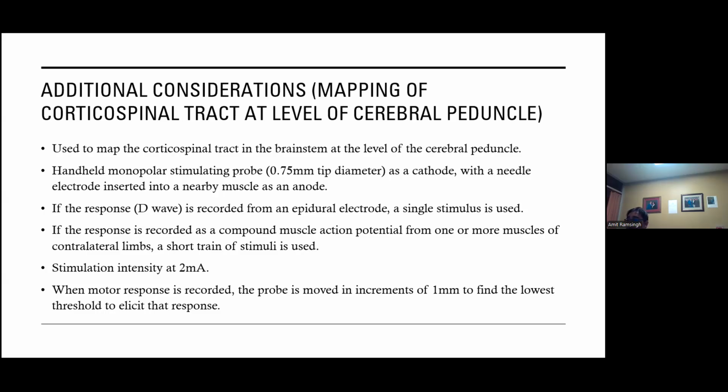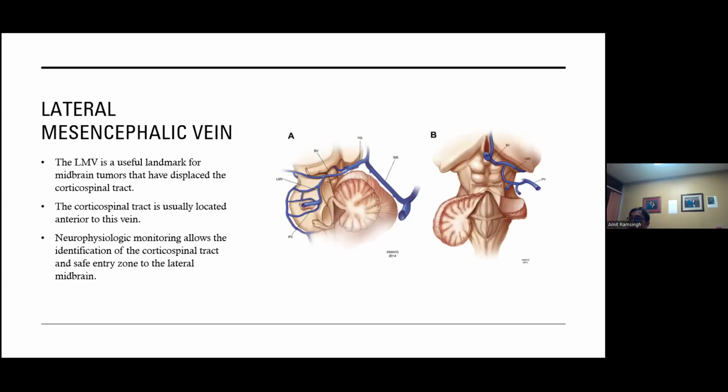If the response is reported as a compound muscle action potential from one or more muscles, a short train of stimuli is used. Stimulation intensity is often at 2 milliamps, and when a motor response is reported, the probe is moved in increments of 1 millimeter in order to find the lowest threshold to elicit that response. So this is important when we're looking for a safety corridor with brainstem, with midbrain tumors, especially midbrain gliomas.